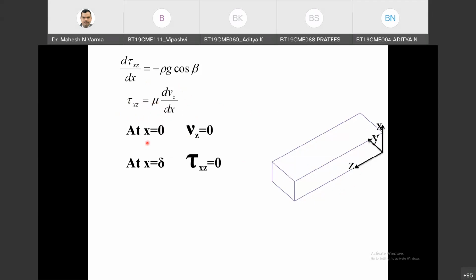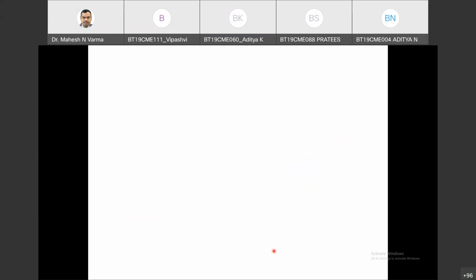And these are the boundary conditions. At x equals 0, Vz equals 0. And at x equals delta, tau xz equals 0. Exactly the reverse boundary conditions. This is the flux profile I will get, and this is the velocity profile I will get. If I put x equals 0 here, I will get velocity equal to 0. And if I put x equals delta here, I will get the flux profile. You solve and get this equation.